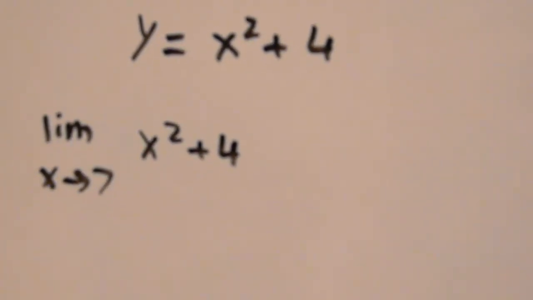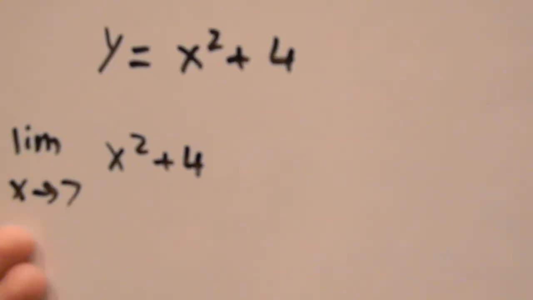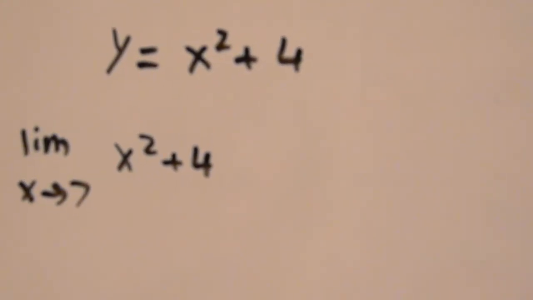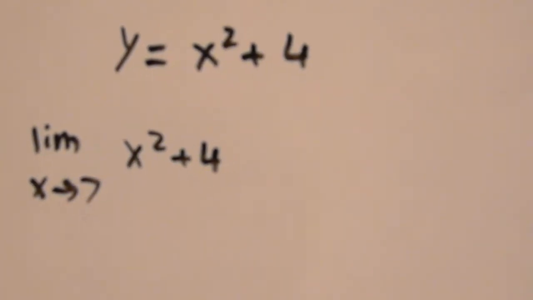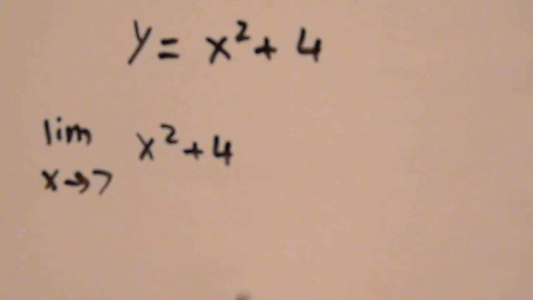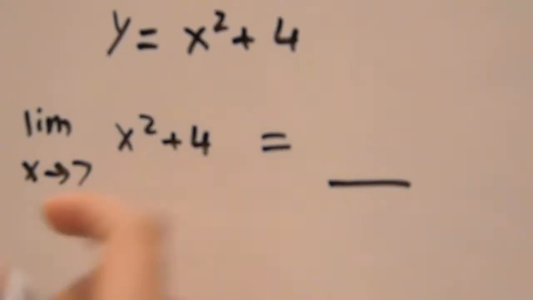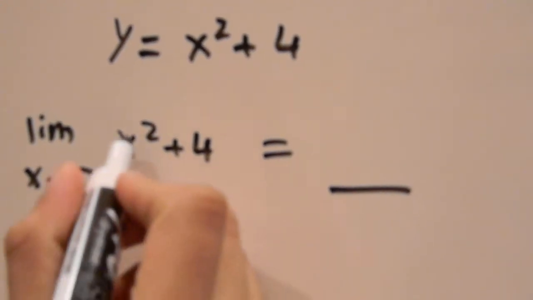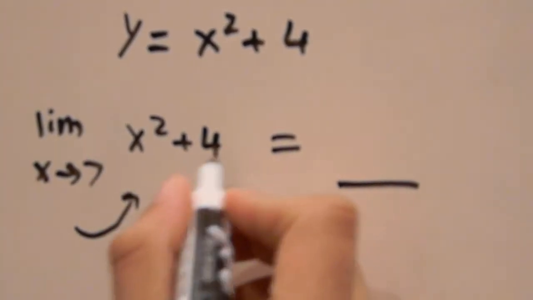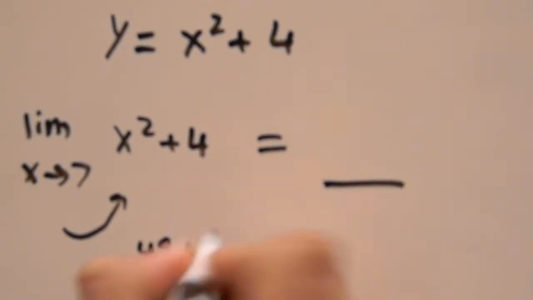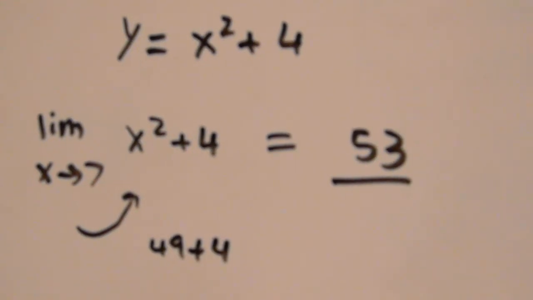This means that when we plug in a value very close to 7, not exactly 7, but something that approaches 7, arbitrarily close to 7, for x, the function will equal whatever's here. So when you plug in a value for x that approaches 7, this is going to be 49 plus 4, which is 53. So it approaches or equals 53.